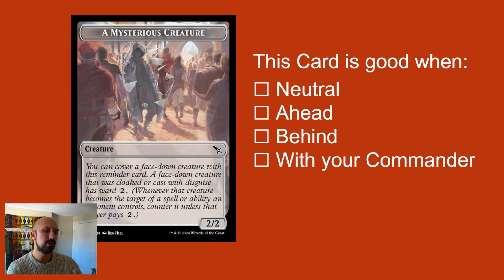So the way I want to do it is when we look at a card, I want to measure when it is good. Is it good in neutral? Is it good ahead? Is it good behind? And is it good with your commander? And certain cards and certain archetypes will have different answers.